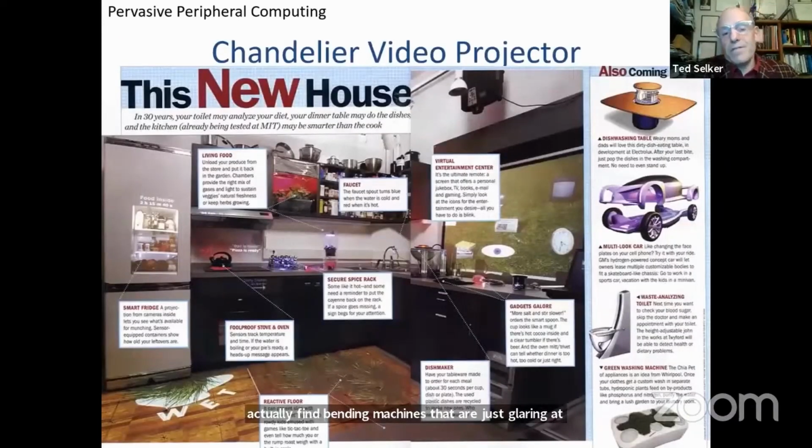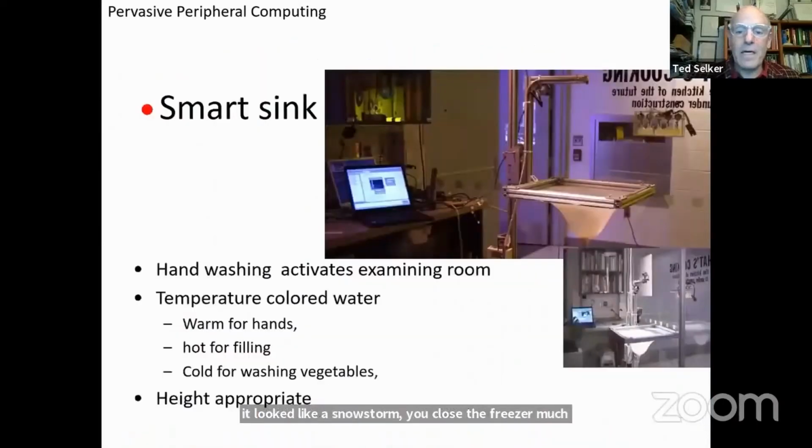We made a bunch of explorations in kitchens. One of the most interesting things we learned was that if the picture of what's in the refrigerator is always on the refrigerator, people didn't pay attention to it much. But if, when you walk towards the refrigerator, it shows a picture of what's inside, people opened it less often. If when you opened the freezer it looked like a snowstorm, you closed the freezer much quicker. Little wind blowing, you get goosebumps. It was kind of fun.